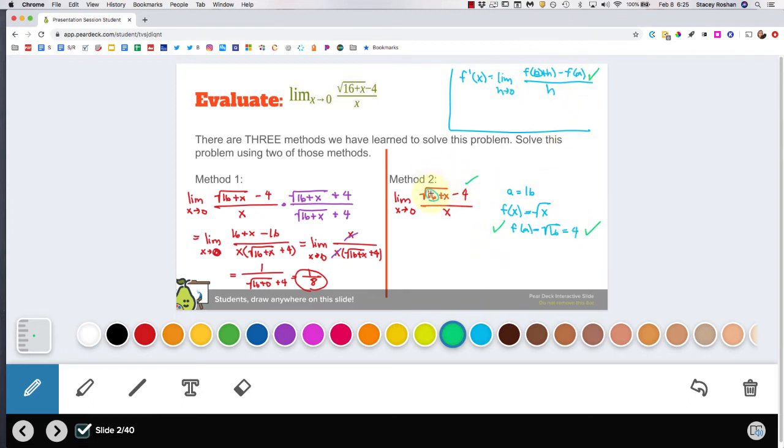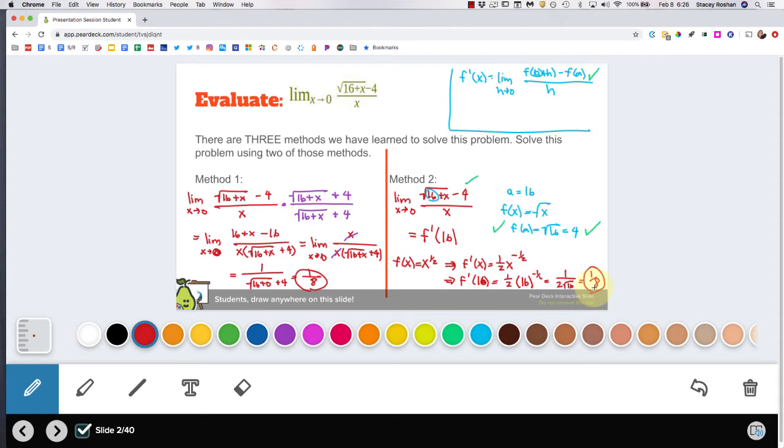This is my f of a plus h minus f of a all over h. Because of that, I know this is a definition of f prime of a, in this case 16. If f of x is root x, what is f prime of 16? F of x is x to the 1/2, would mean that f prime of x is 1/2 x to the negative 1/2, and that would mean that f prime of 16 is 1/2 16 to the negative 1/2, and that is just 1 over root 16, which is 4. 2 times 4 again is 1/8.